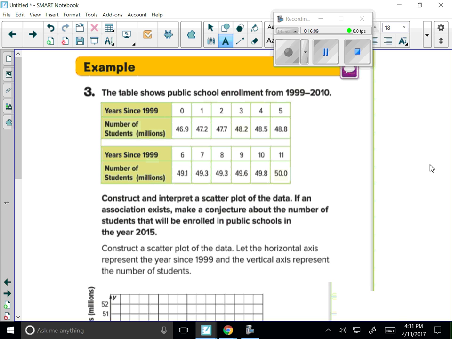It says the table shows public school enrollment from 1999 to 2010. So we have years since 1999, which are going up: 0, 1, 2, 3, 4, 5. So that's 1 year from 1999. So that's 2000, 2001, 2, 3, 4, and so on.